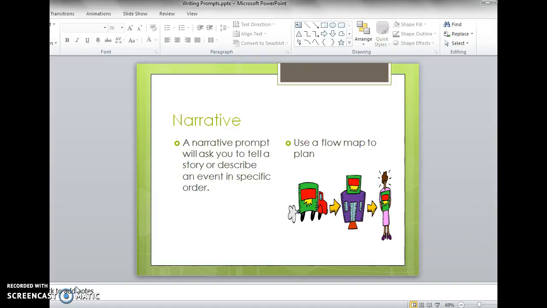Sometimes you're asked to write a narrative. A narrative prompt will ask you to tell a story or describe an event in a specific order. It's best to use a flow map when you plan to write a narrative, because a flow map helps you to make sure that your writing is in order, that it's sequential, and that it makes sense.